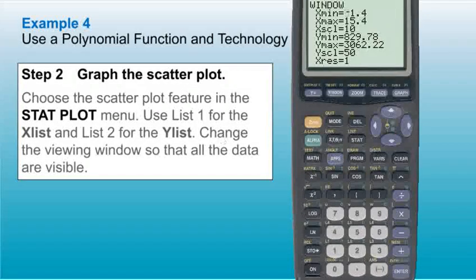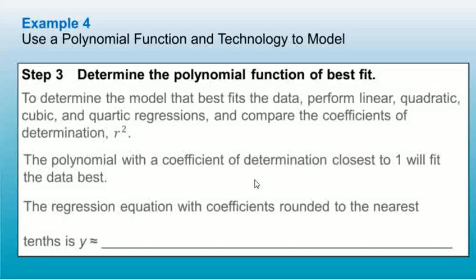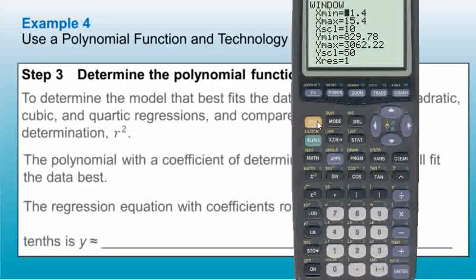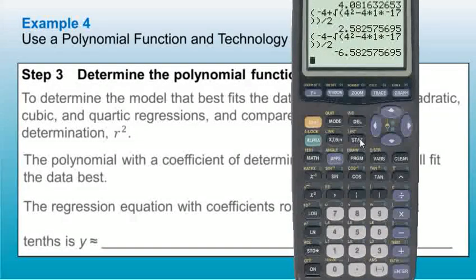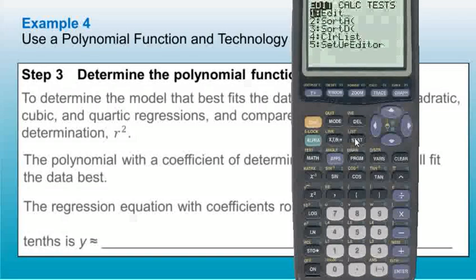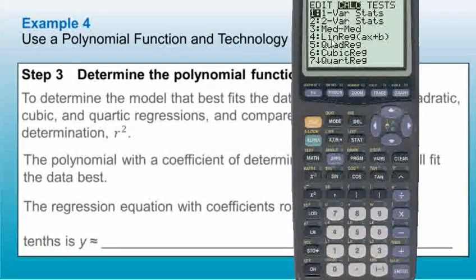Okay, that's fine. Now to our next part, we're going to determine the polynomial function of best fit. So determine the model that best fits the data, perform linear, quadratic, cubic, and quartic regressions, and compare the coefficient of determination, R squared. The one that's closest to 1 is the one that we want to use. The regression equation coefficients are rounded to the nearest tenth. So here I'm going to hit stat. We're going to go to calculate, and we're going to check each of these.